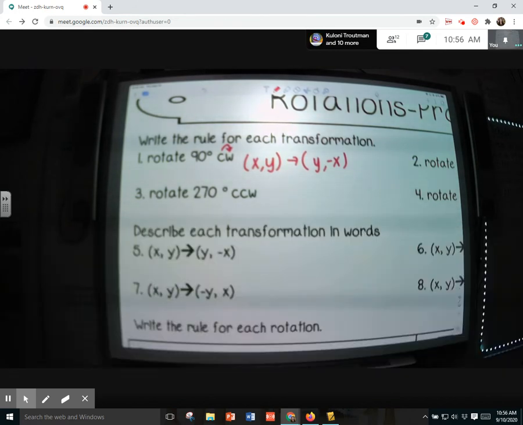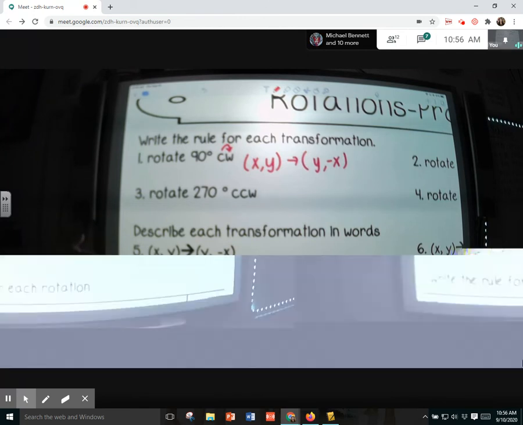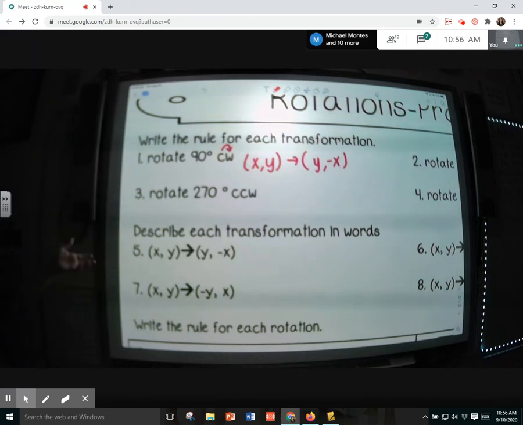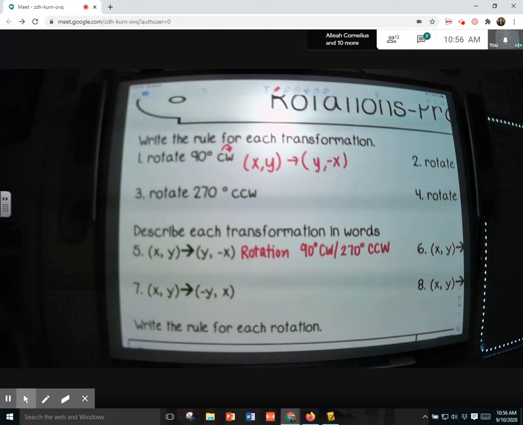So on number 5, if you wanted to write that transformation in words, that would be a rotation 90 degrees clockwise, or 270 counterclockwise. Which one do you prefer? Which one do I prefer over the 90 or 270? It doesn't matter.